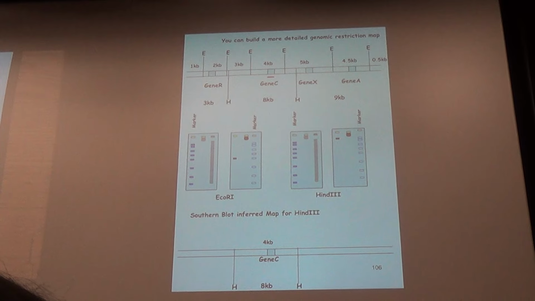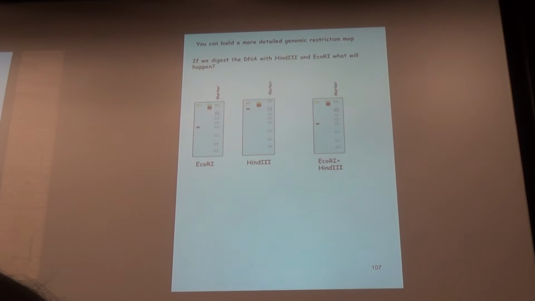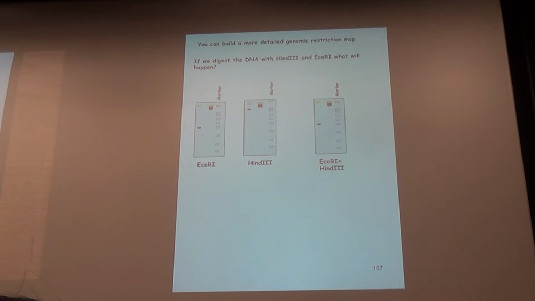Clear so far? So now I have two maps. I have a map for that same region with EcoRI. I have a map for that same region with HindIII. I can do a double digest. I can digest with EcoRI and HindIII, genomic DNA digested with both enzymes simultaneously.